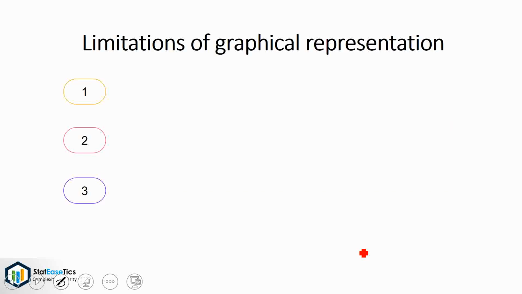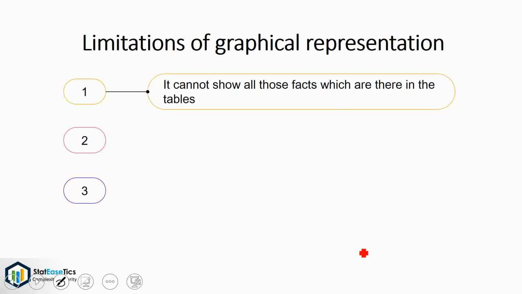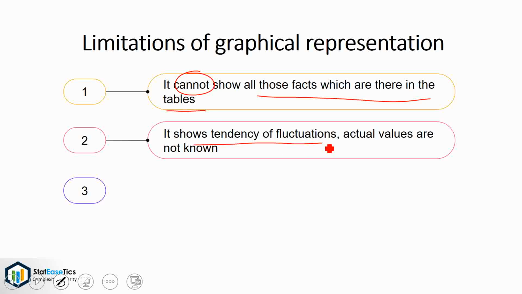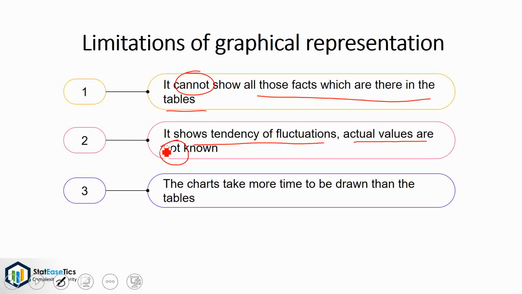Now let's see the limitations of graphical representation. It cannot show all those facts which are there in the tables. It shows tendency of fluctuations, that is, actual values are not known. The charts can take more time to be drawn than the tables.